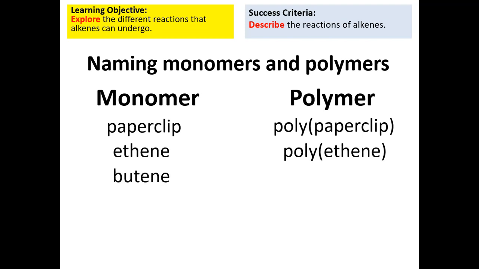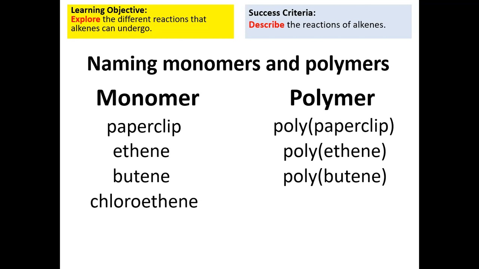Similarly, butene would be polybutene. Now, you might get things that you've never ever heard of and think, oh, this is really tricky. And sometimes an exam might try and catch you out by putting something of a long name that looks really complicated and automatically might make you think, I don't know this, I've never heard of it. But actually, it's still just the same method. You put it in brackets and put the word poly in front of it. So chloroethene becomes polychloroethene.